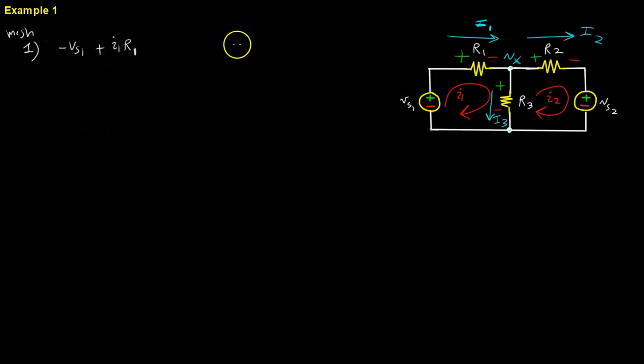Then the tricky part is this part. You have to make sure you understand this. When I see this, I'm going to say a plus, as always. I'm going to say a plus across R3, so nothing weird there. But what is different is that the current flowing in this branch is I3, but in terms of meshes, it's going to be expressed as I1 minus I2. The way you can see that is, let's look at this resistor R3.